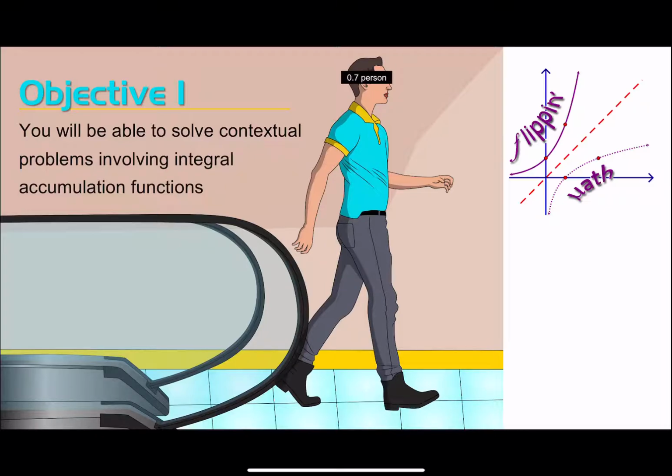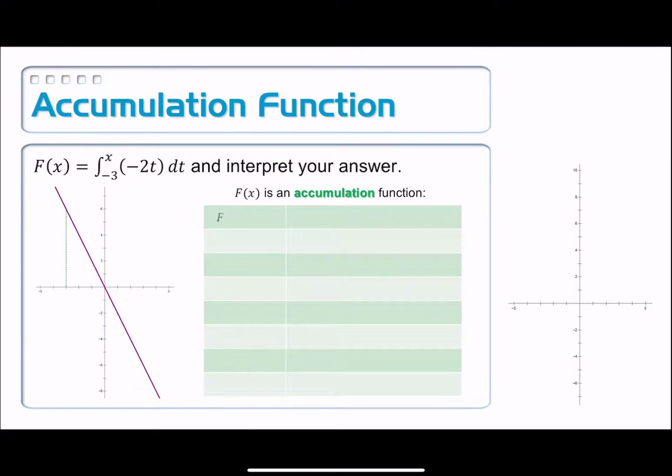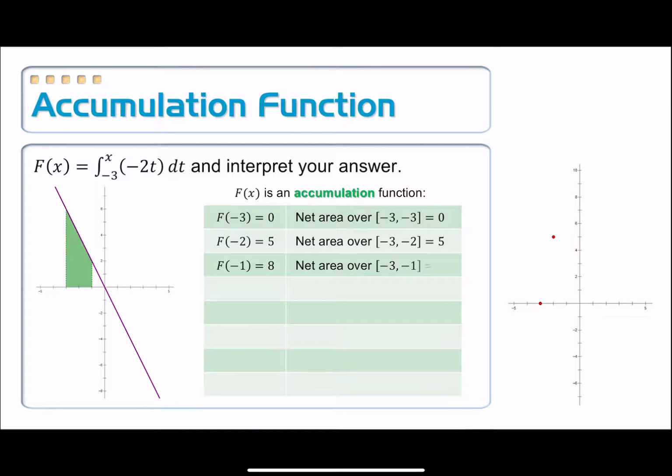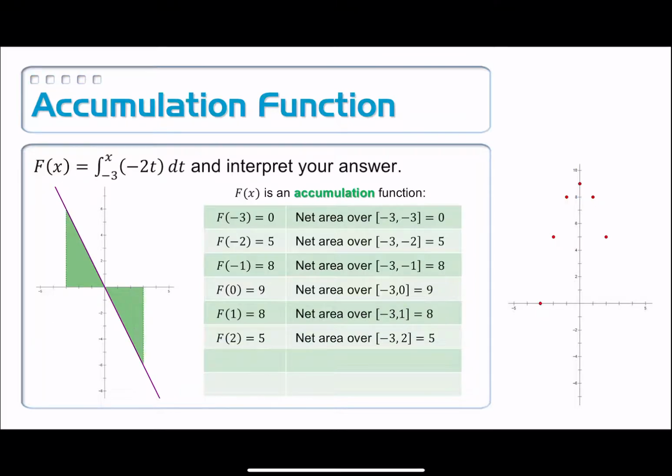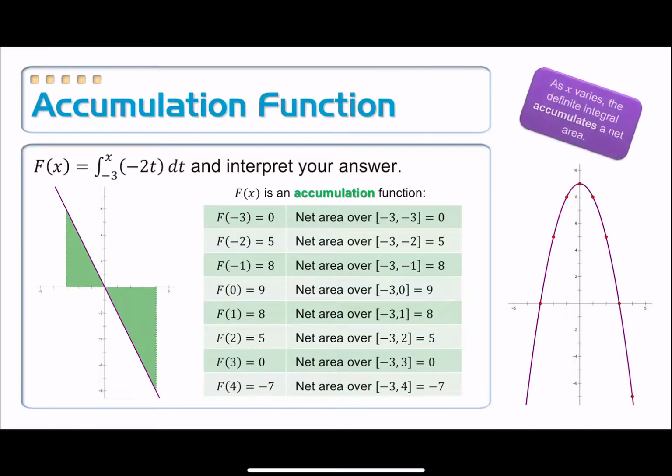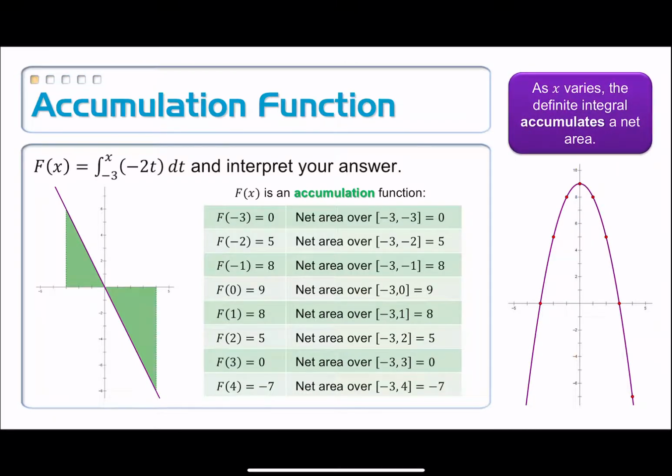All right, and so again, this is pretty much free response question based, but let's review some accumulation function stuff that we talked about before. Whenever we're talking about an accumulation function, our function itself is defined based on an integral, and that integral has as one of its limits some sort of variable, and it's the variable for the particular function. So this f of x is equal to the definite integral from 3 to x of negative 2t dt. That's our accumulation function.